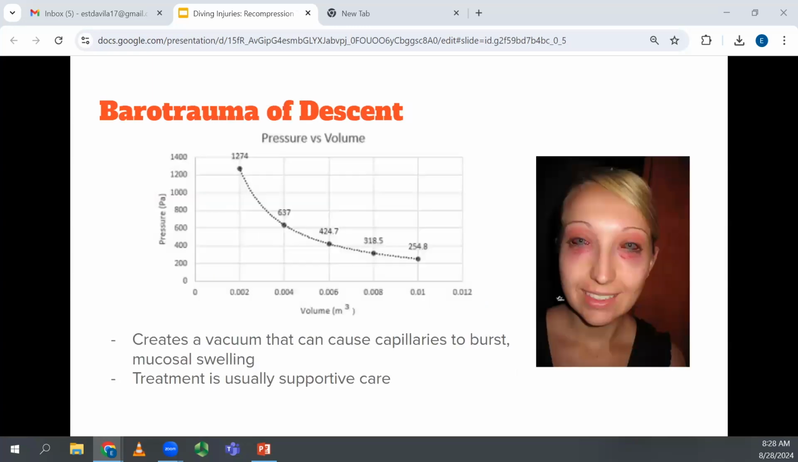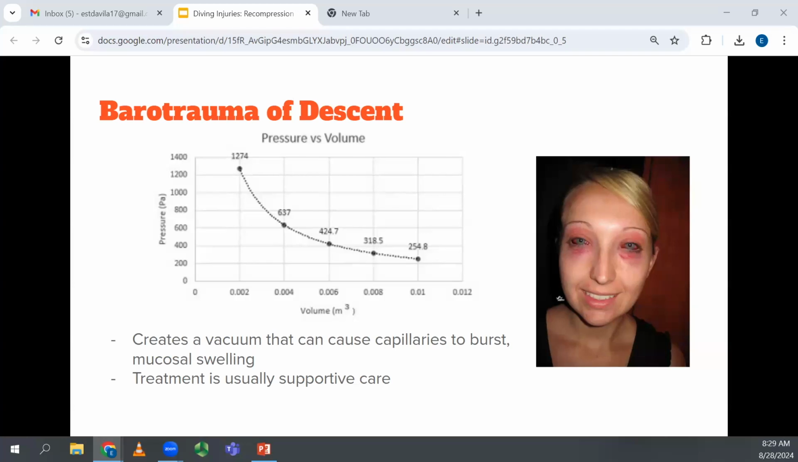So barotrauma basically has to do with the partial pressure or the volume of gases as pressure changes. So here you can see as pressure increases, the volume decreases. So when you're going down, the volume of air gets much smaller and can basically create small vacuums in parts of your body. And that vacuum can cause capillaries to burst, which can cause mucosal swelling. This is a picture of mask injury. It's just from a vacuum forming around the mask, which can put pressure on the capillaries. But treatment is usually supportive care.